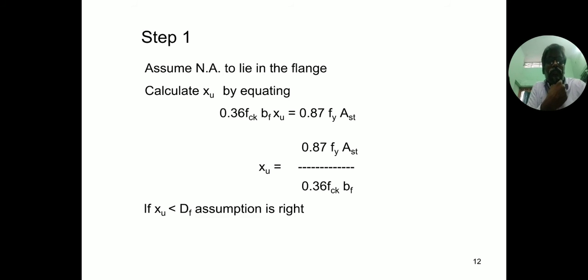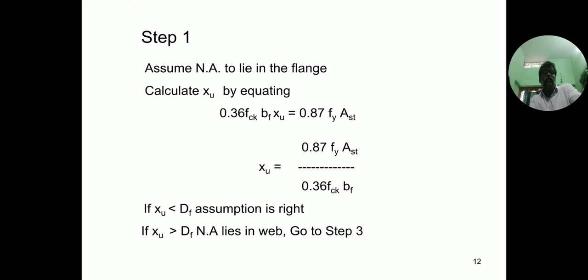If XU is less than DF, the assumption is right. If XU is more than DF, the neutral axis lies in the web. Go to step 3. If XU is less than DF, our assumption is correct.